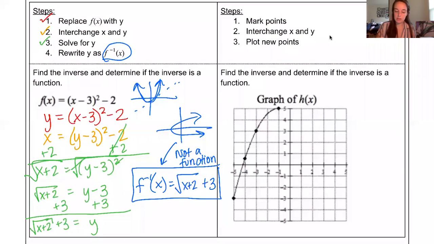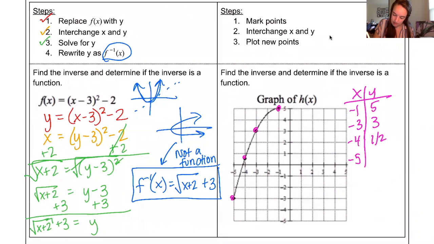The same is true for our graph. So we're going to mark the points. I see a point here, a point here, a point here, a point here. I might put them in a quick XY table. So I have -1, 5; -3, 3; -4, 1/2 maybe; and -5, -3. That's how I'm going to mark my points. And then I'm going to interchange x and y. So I'm now going to have 5, -1; 3, -3; 1/2, -4; and -3, -5.